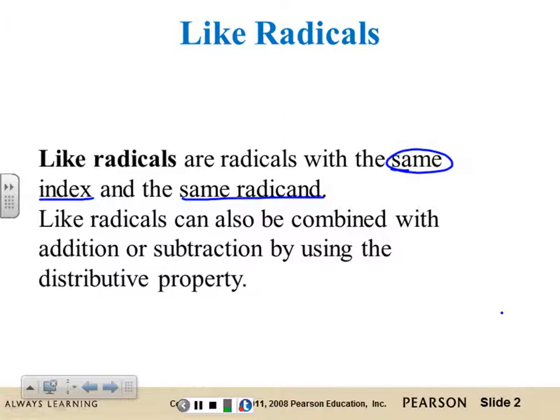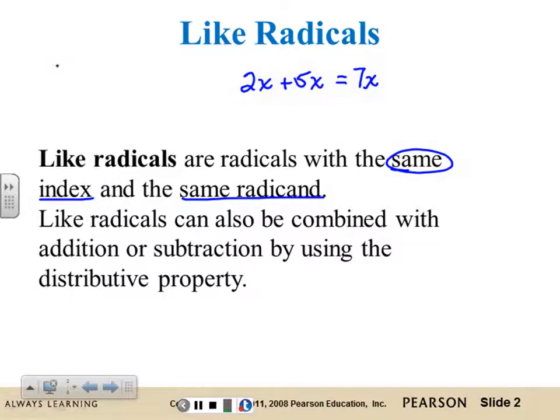Now, if I were to ask you something like, what is 2x plus 5x? You would tell me, hopefully, that the answer would be 7x. So, like terms is what we're focusing on here. When you add and subtract terms, you have to have like terms, right? The same variable and the same exponent. Well, this rule applies with your radicals.